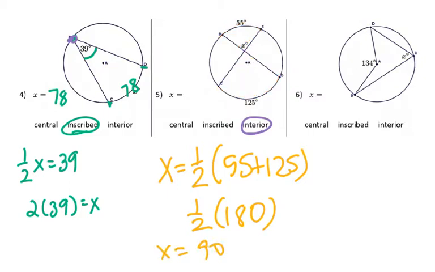So if I look at this angle, if this was drawn to scale, that seems reasonable. It may not be drawn to scale, but it looks pretty good, and the math backs it up. So we're going to say 90 for x.